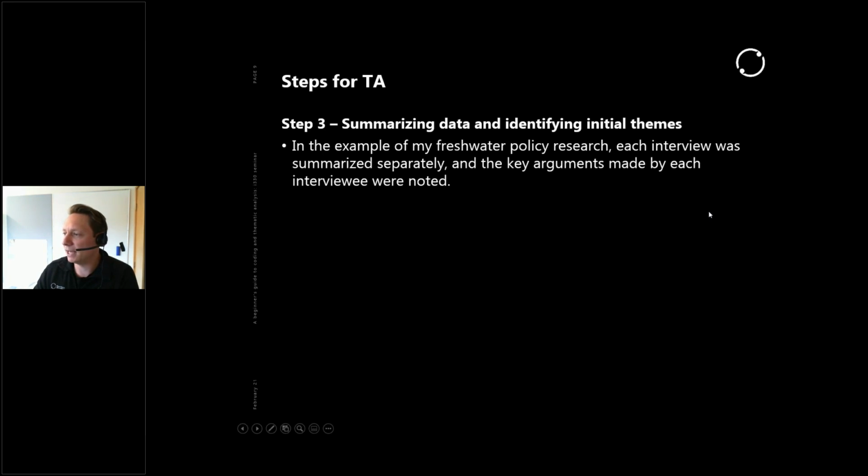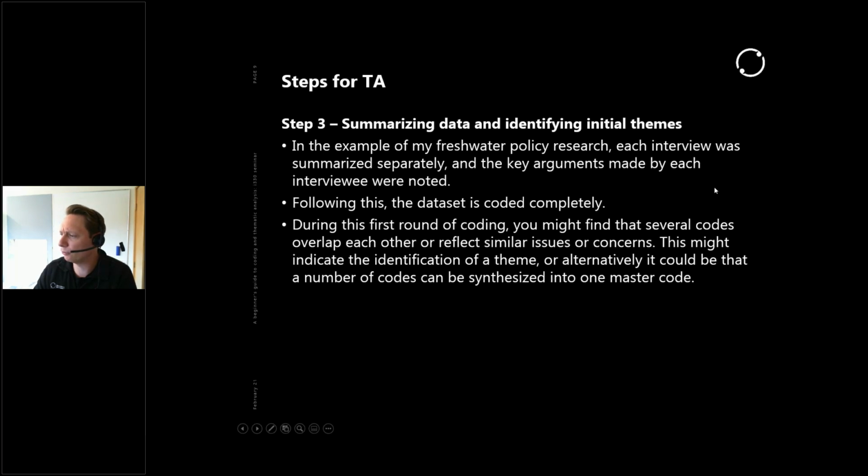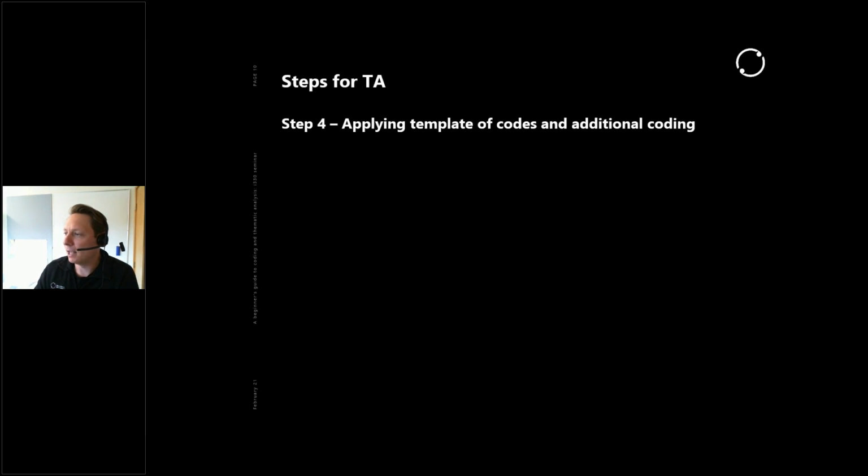In fact, I had enough time to code the data set completely, but in some cases, especially with enormous data sets, this might be impossible. During this first round of coding, you might find that several codes overlap with each other or reflect similar issues or concerns. This might indicate the identification of a theme, or alternatively, it could be that a number of codes can be synthesized into one master code, and I'll show you this process later on.